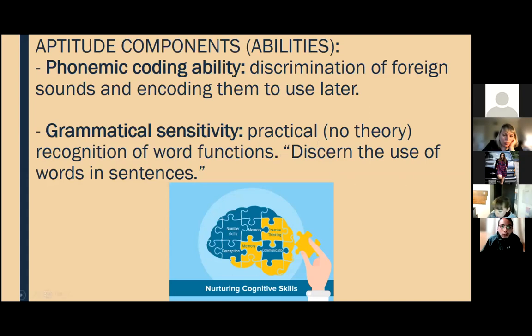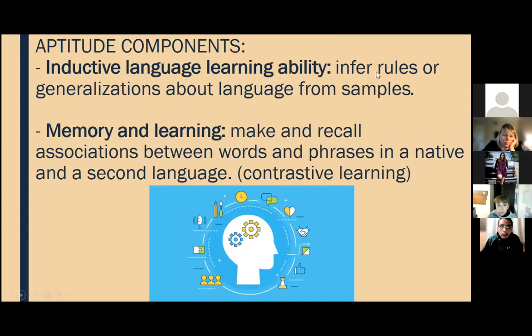Also, another ability is inductive language learning, which refers to inferring rules or generalizations. As I said before, this is a special ability. We have some examples when we learn, for example, numbers. At the beginning we have the teens. We know that there is a rule to form all the teens with the teen termination. From the simple numbers, 1, 2, 3, 4, 5, we can form the teens.